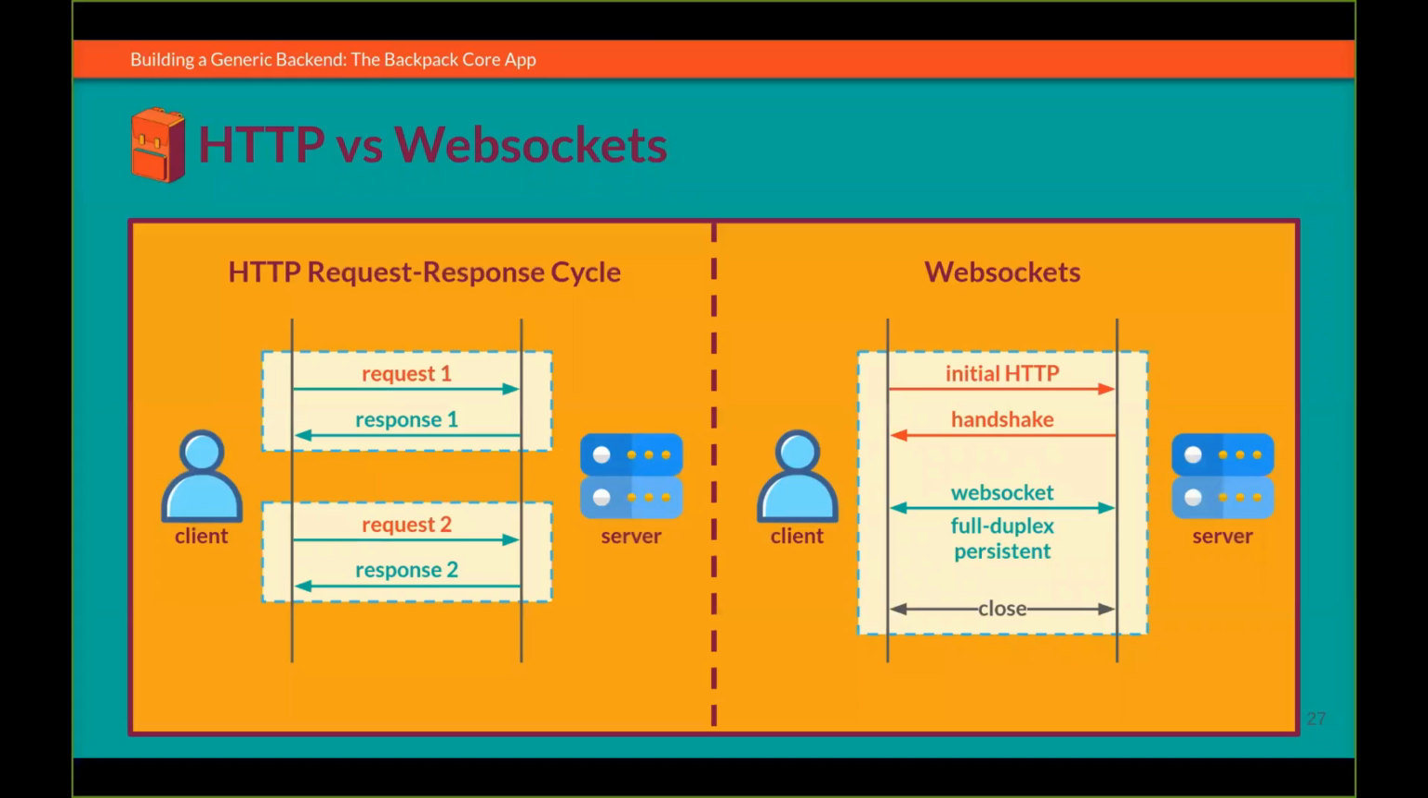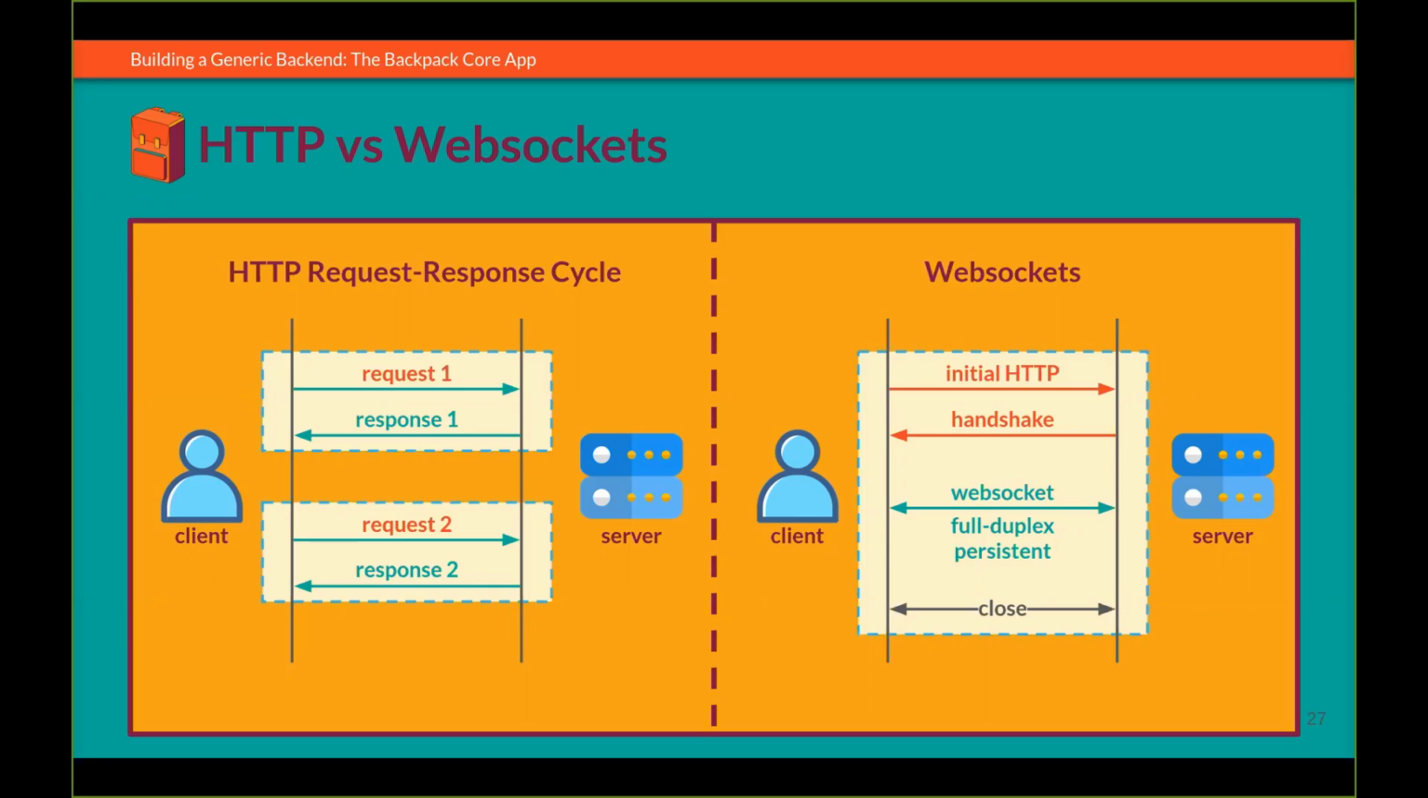This diagram illustrates the differences between HTTP and WebSockets. The left-hand side of the diagram illustrates what's known as the HTTP request response cycle. The cycle is always initiated on the client side in a web browser. The client makes a request which is sent to the server, and the server processes the request and answers with a response that is sent back to the client.